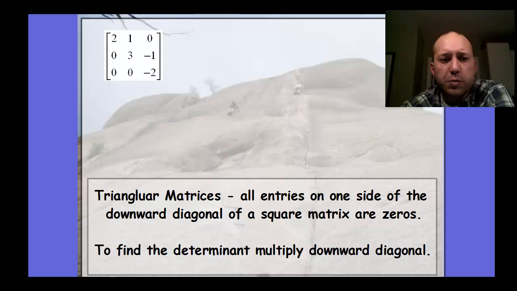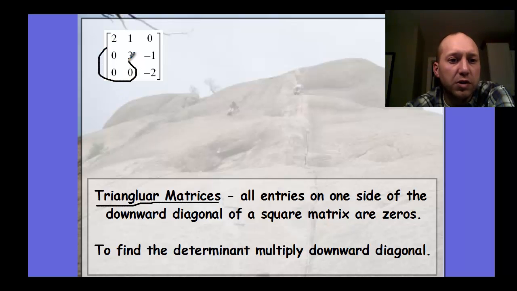For this one here, it's kind of a special case. We don't see it too often, but a triangular matrix is when all entries on one side of the downward diagonal of a square matrix are zeros. So notice how these are all zeros.